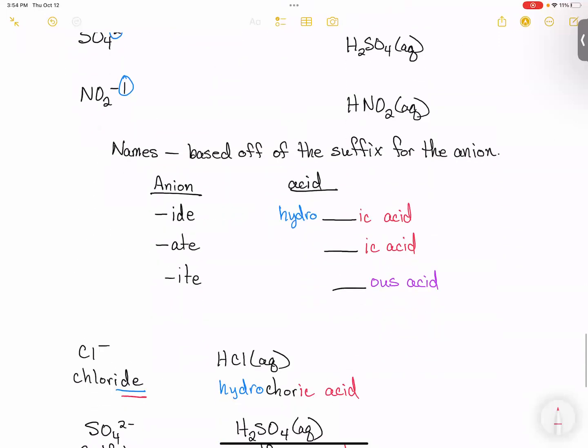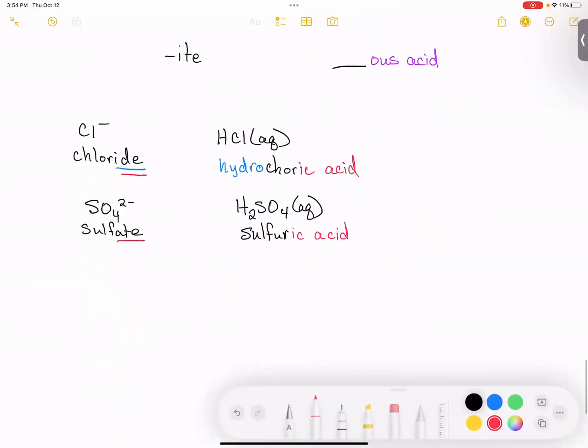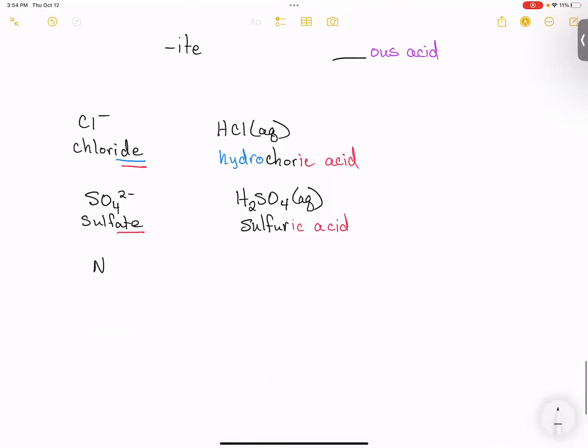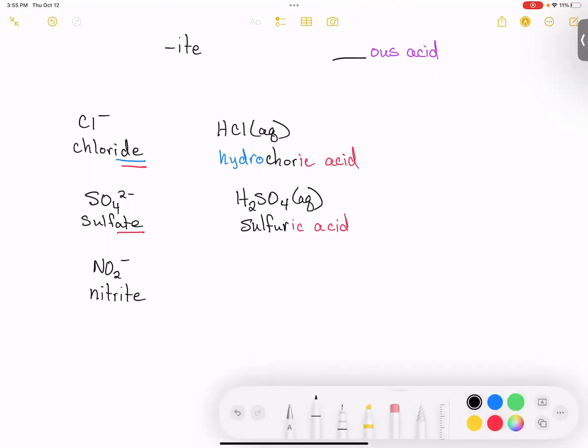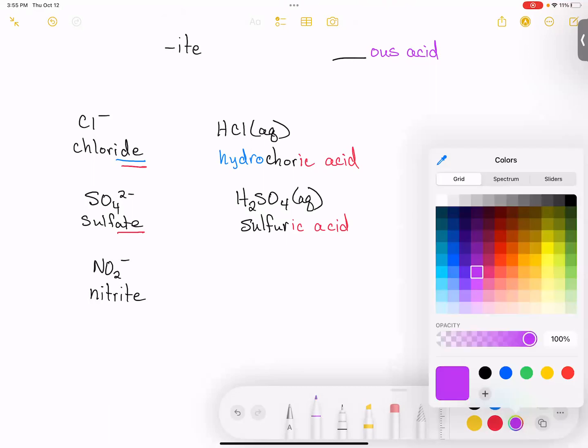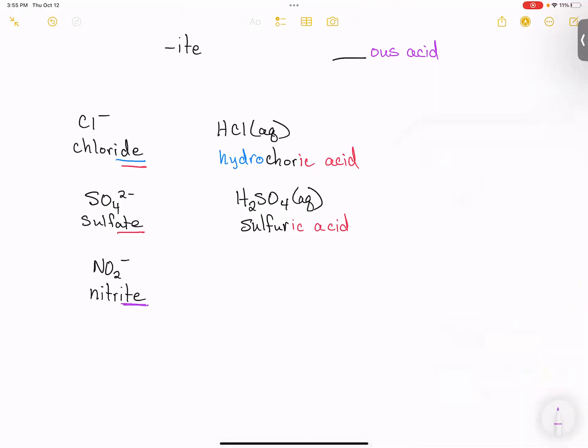And finally, I gave you HNO2. We had NO2 minus. NO2 minus is the ion nitrite. So since it ends in ITE, the acid will end in us acid, and this will be nitrous acid.